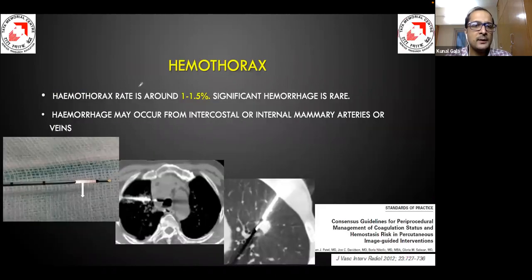Hemothorax rate is less than 1 to 1.5%. Only massive hemothorax needs any intervention, because there would be some injury to the intercostal or internal mammary vessels which we have injured. These are a few examples where hemothorax can occur, because these are central hilar lesions which we have performed.